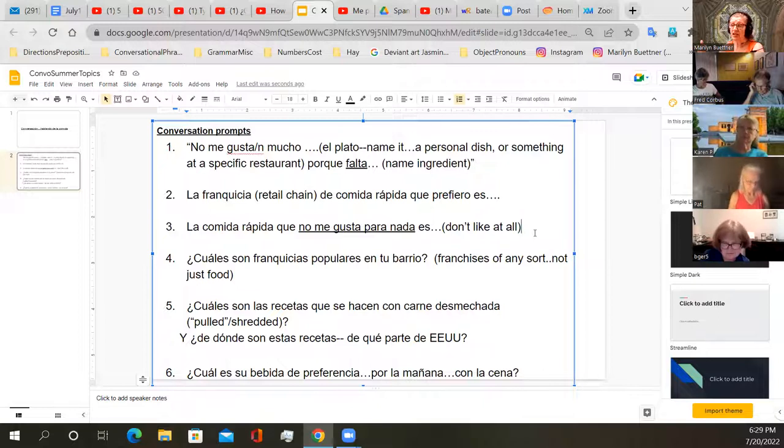What kind of chain setup? And it doesn't have to be for food, for anything, is popular in your general area. Sí, en tu barrio, in your area.